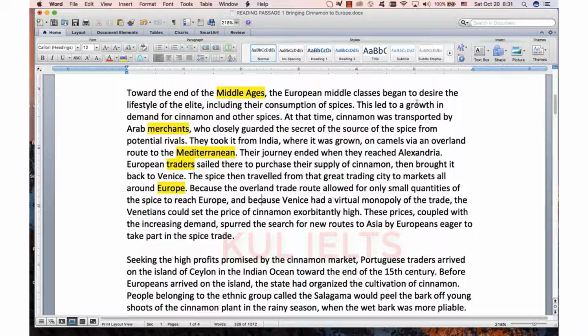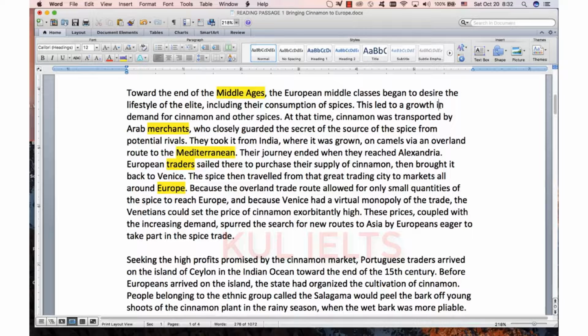Now, this could have tricked you. They often do this. They put, you see, the keyword is actually over here, but then they've put a similar keyword before. I've seen them do it a lot. And that "in" can also trick students. So students will want to say "grown in demand", but it doesn't really make sense. This one makes a lot more sense. They took it from India where it was grown. So it was grown in India.